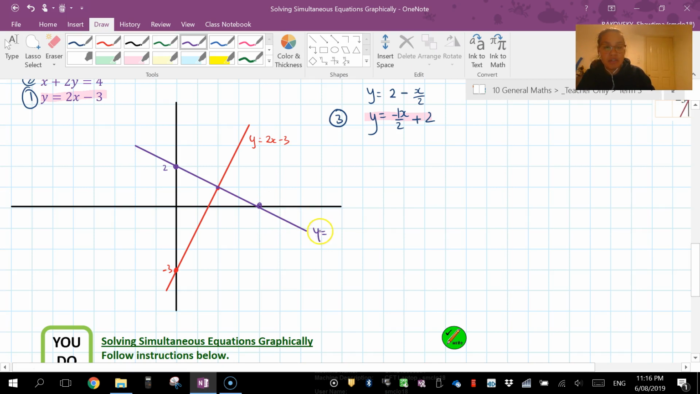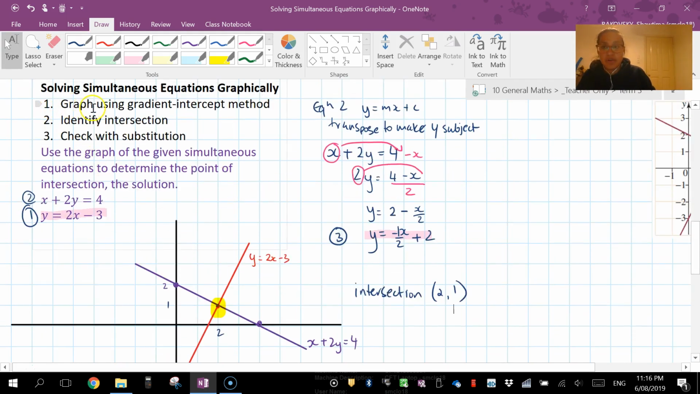Alright, and then I'm going to write what that equation is: x plus 2y equals 4. What you can see here at this point is an intersection, and that is by inspection 2, 1. So the intersection is 2, 1. I've identified this, I've graphed it, and now I'm going to check this.